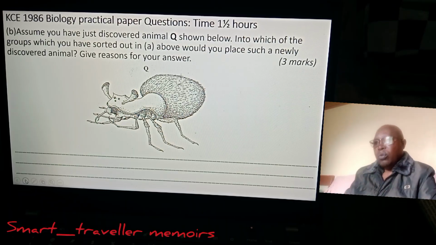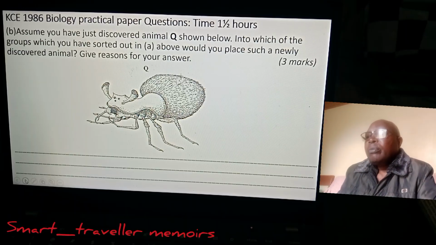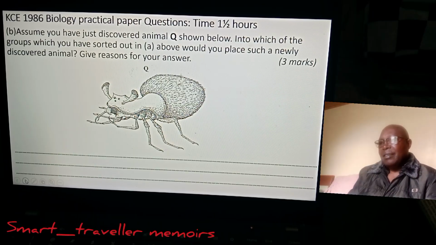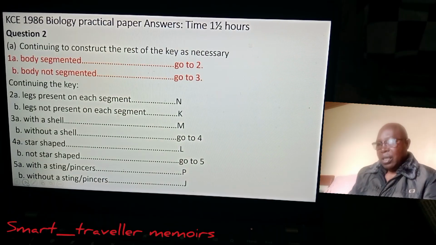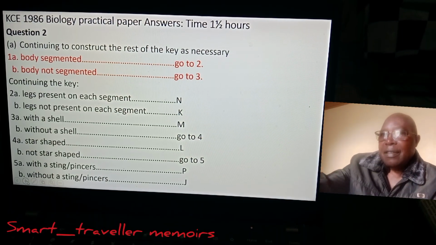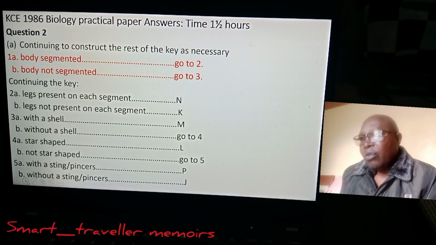B of question 2. Assume you have just discovered an animal Q shown below. The animal is shown there below. Into which of the groups which you have sorted out in A above would you place such a newly discovered animal? Give reasons for your answer. I'm telling you, they tested the scientific knowledge. Let's now go to the answers of question 2.